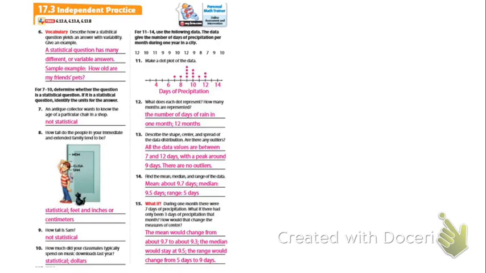Number 13, describe the shape, center, and spread of the data distribution. Are there any outliers? Well, here, ladies and gents, first of all, the shape: the data is clustered between 7 and 12 days. That's the way you would describe it. Here, the peak appears to be around 9 days, and there are no outliers. There are no data values that are way by themselves. All right, and the mean, median, and range are given right there, ladies and gentlemen.